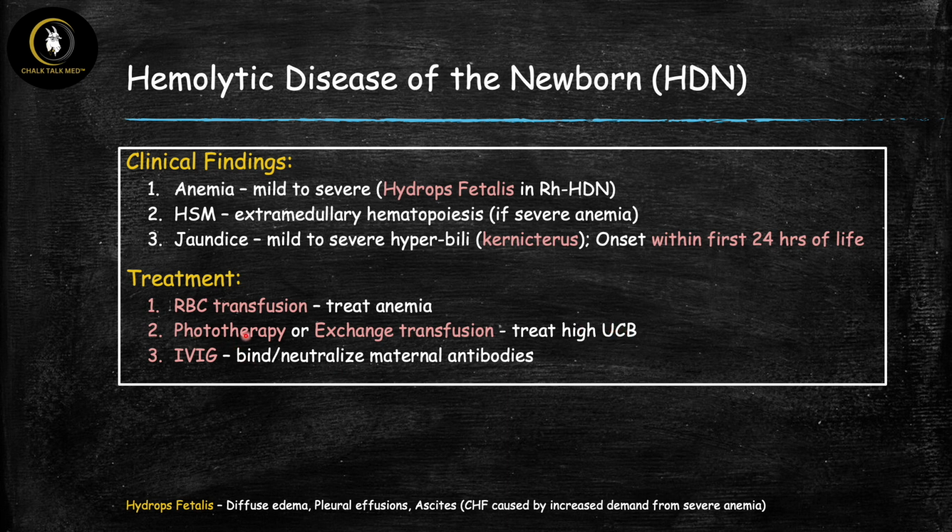Primarily with phototherapy. If the levels remain high, then you have to actually do exchange transfusion to remove the blood with unconjugated bilirubin in it. And then the final treatment that's unique to this condition is something known as IVIG. So this is intravenous immunoglobulin. And this immunoglobulin is actually an antibody directed against the maternal antibodies that are causing the problem. So they're going to bind and neutralize them to mitigate the severity of the condition.